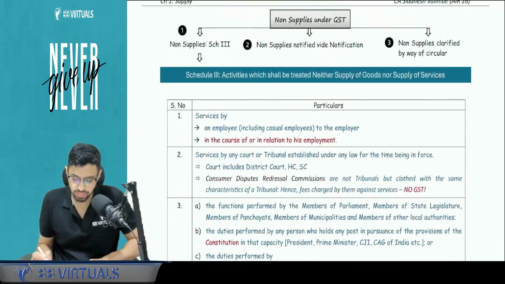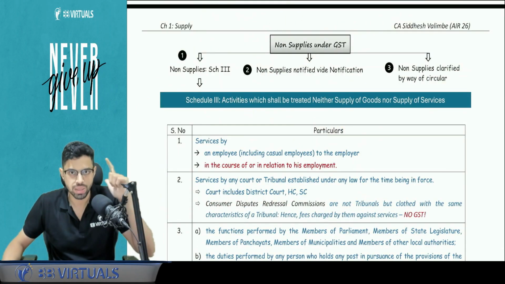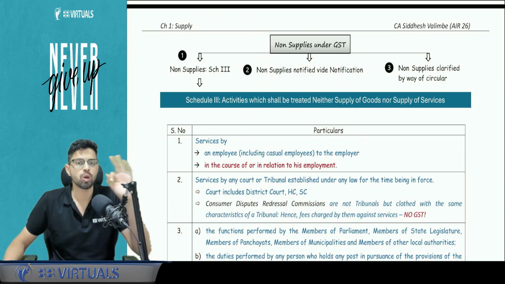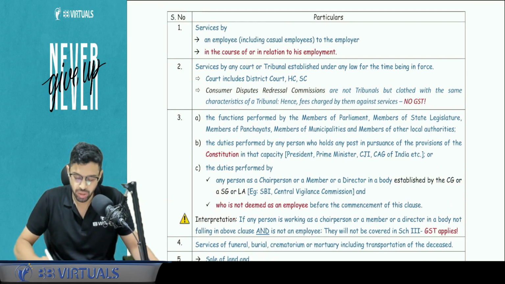We have summarized it. Non-supply under GST. Non-supply means neither supply of goods nor supply of services. Three topics are included in this. First is schedule number 3, second is notification, and third is circular. Let's talk about schedule number 3.